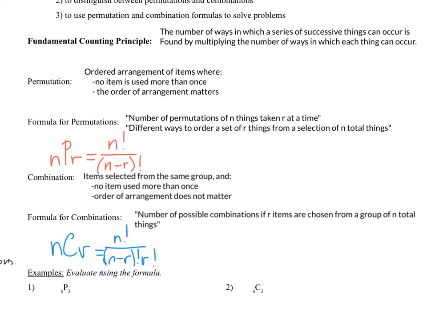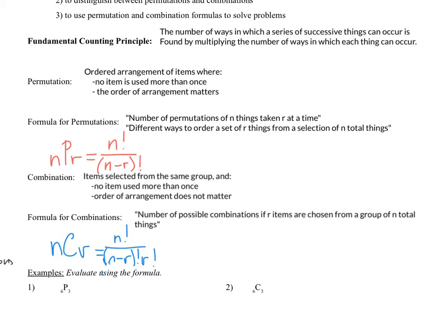We also have a combination. This is when we select items from the same group. And again, no items are used more than once, but the order of arrangement does not matter. The way we can think about this is the number of possible combinations if R items are chosen from a group of N total things. Here our formula is in blue. It is N factorial divided by N minus R factorial times R factorial.